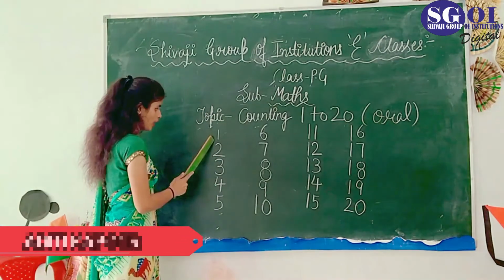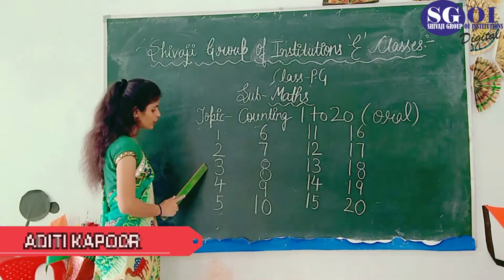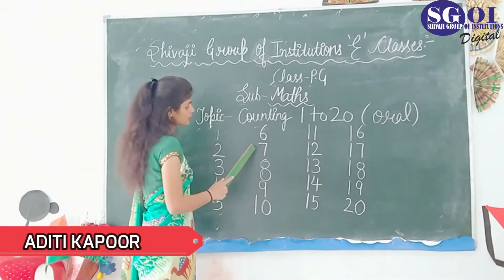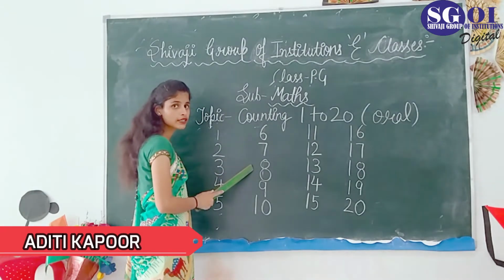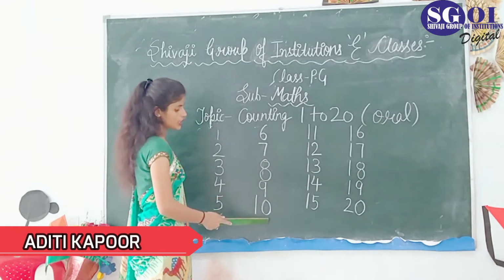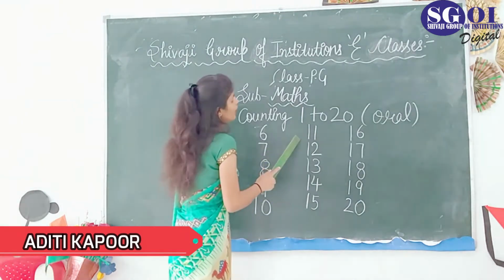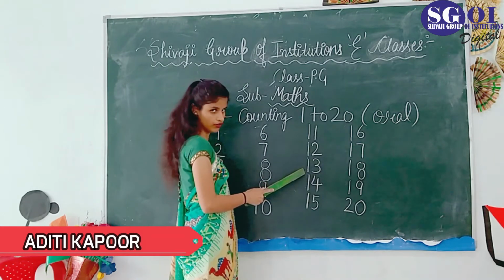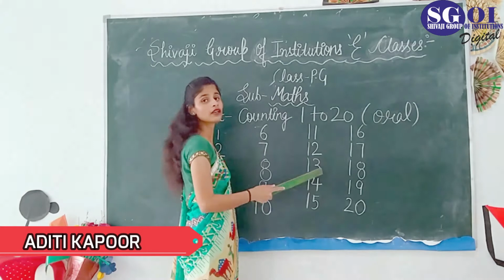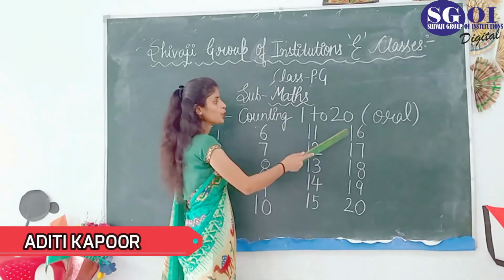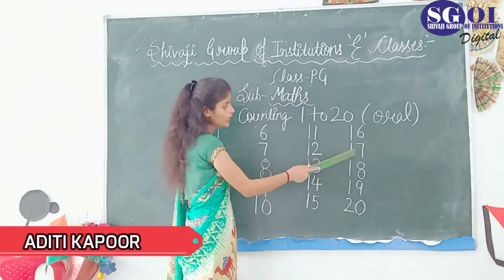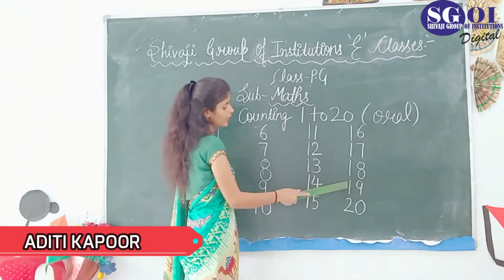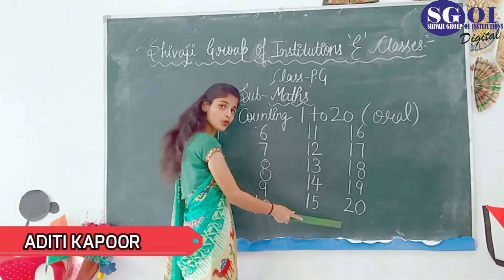Okay? 1, 2, 3, 4, 5, 6, 7, 8, 9, 10. 11, 12, 13, 14, 15, 16, 17, 18, 19, and 20.